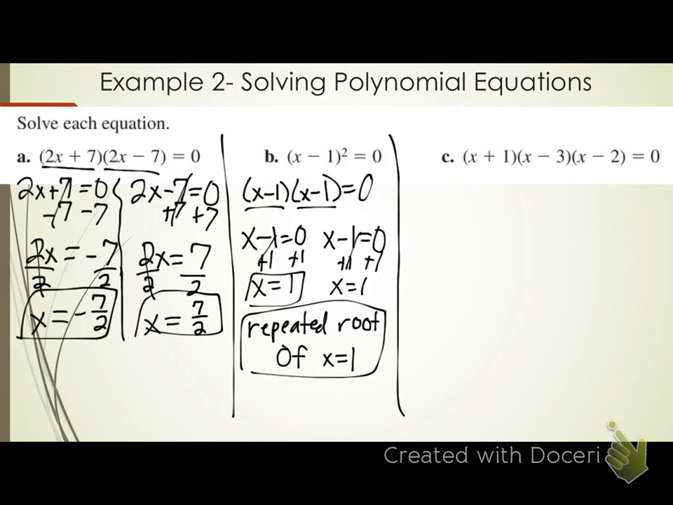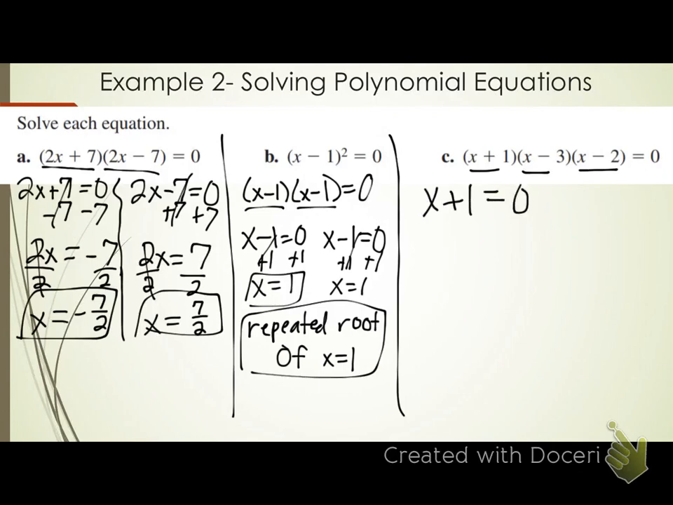Last example here. X plus 1 times x minus 3 times x minus 2 equals 0. Can I use the zero product property here? Why? I've got 3 things being multiplied together now. Same concept's still going to apply, right? Even if I have 3 things being multiplied together and they're set equal to 0, I know that still at least one of those things must be 0, right? So I'm going to take all 3 of my factors, x plus 1, x minus 3, x minus 2, set each of those equal to 0, and I have a chance of possibly getting 3 solutions here, unless I've got a repeated root.